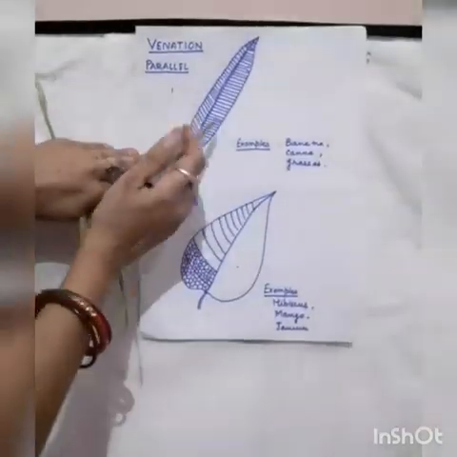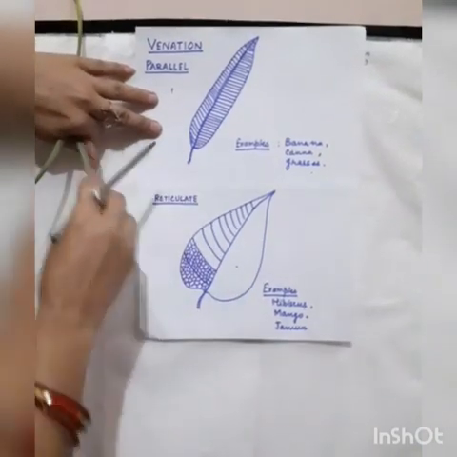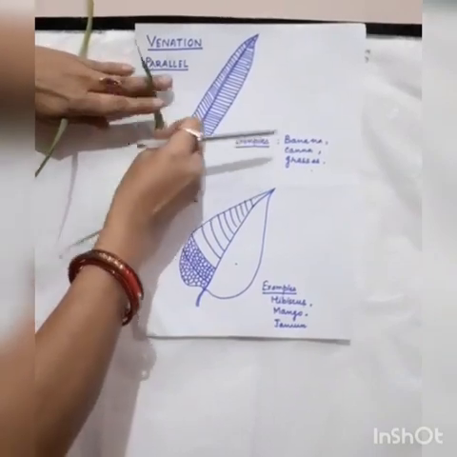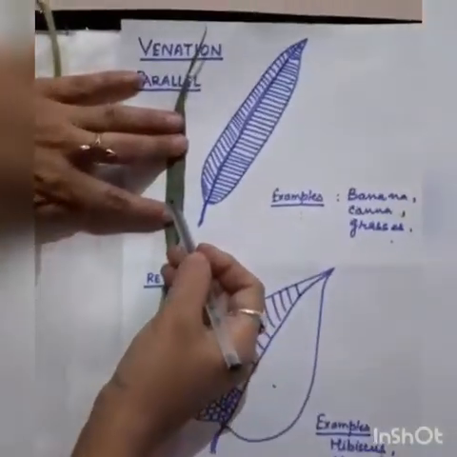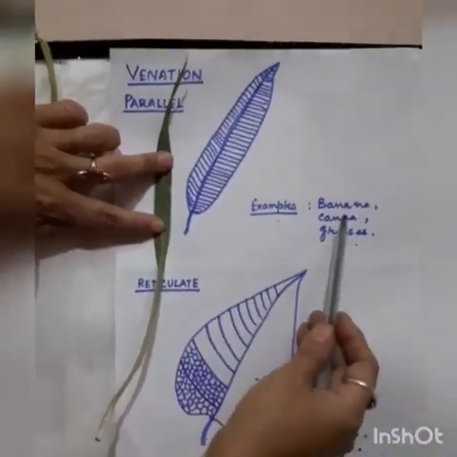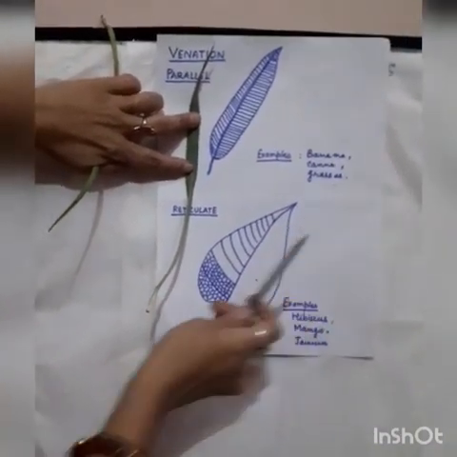And the second type of venation is known as parallel venation, in which the veins are parallel to each other. You can see in this, the veins are arranged parallel to one another. So that is the parallel venation. Examples of parallel venation are banana, canna and grasses.